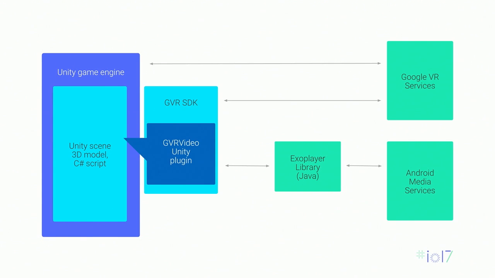So here's kind of a block diagram of everything that's involved in that Unity app. We've got Unity itself there, which contains the scene, the 3D models, the C# script that you would write. We add to it also the Google VR SDK, the GVR SDK, which you can download from developers.google.com or from GitHub.